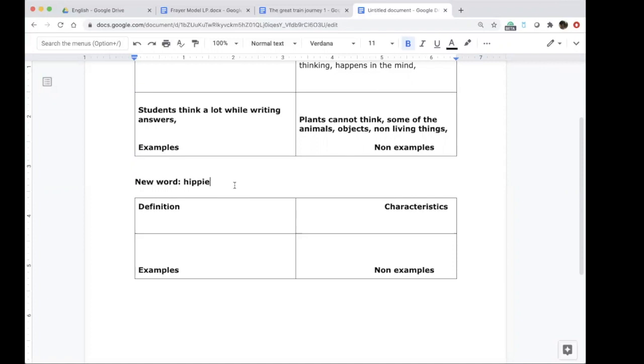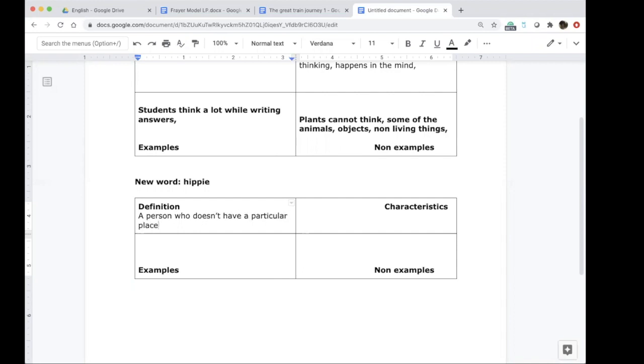Okay, sir. What is the first step? So first we have to fill the definition. Okay, we have to fill the definition. What do you think is the definition of the word hippie? Hippie is a person who doesn't have a particular place.